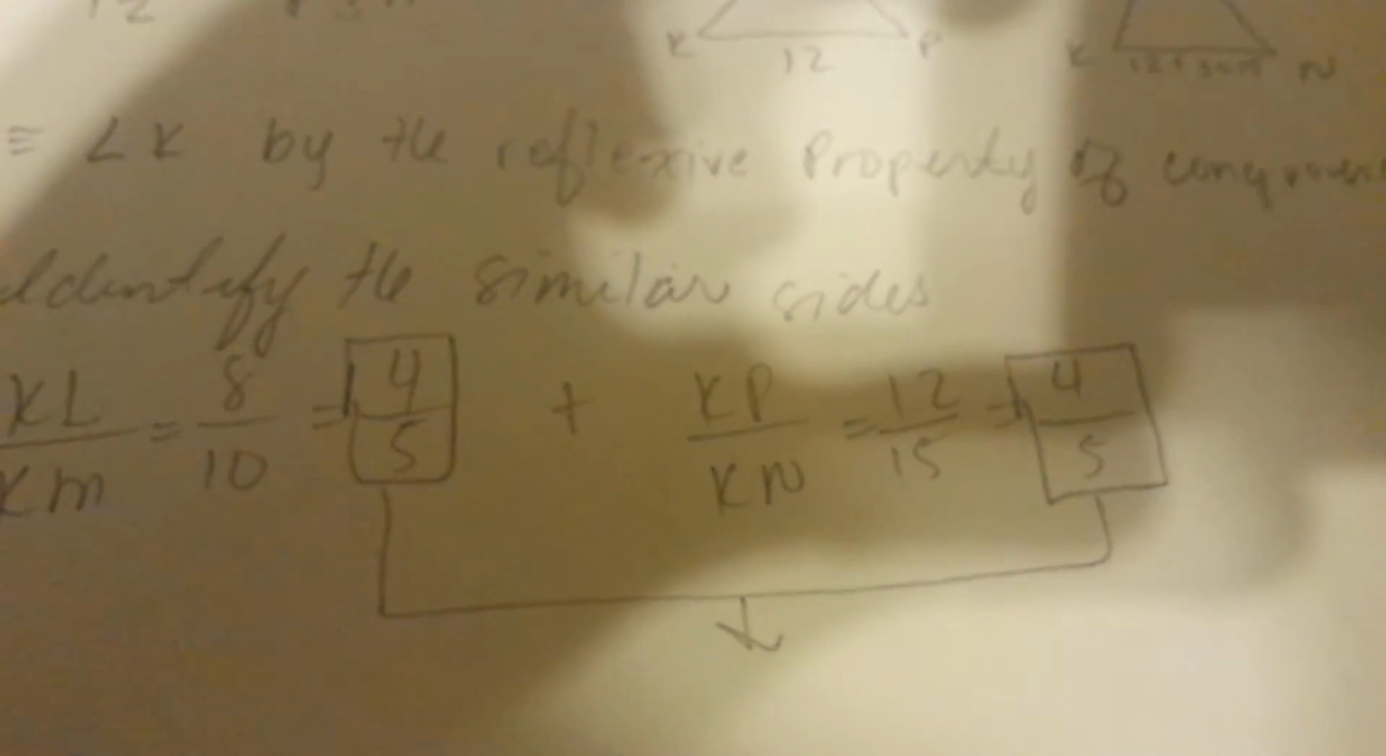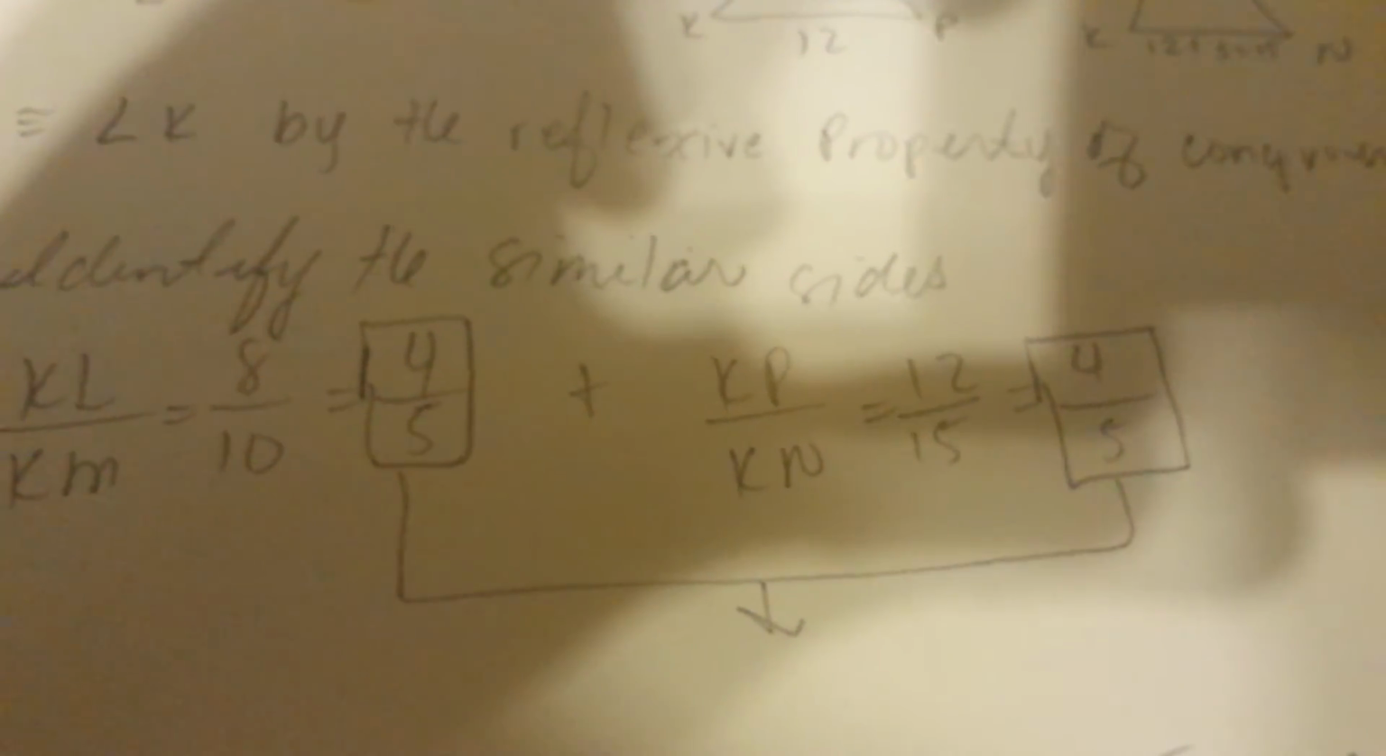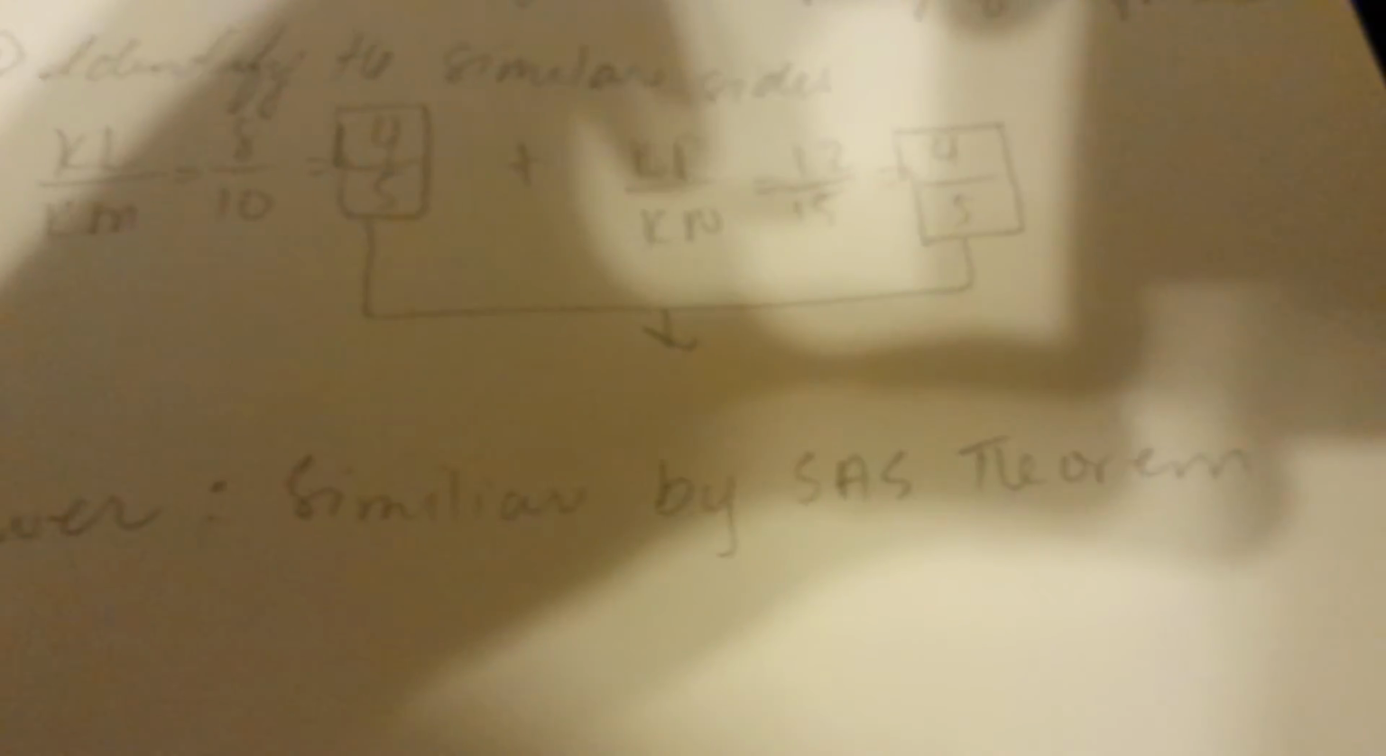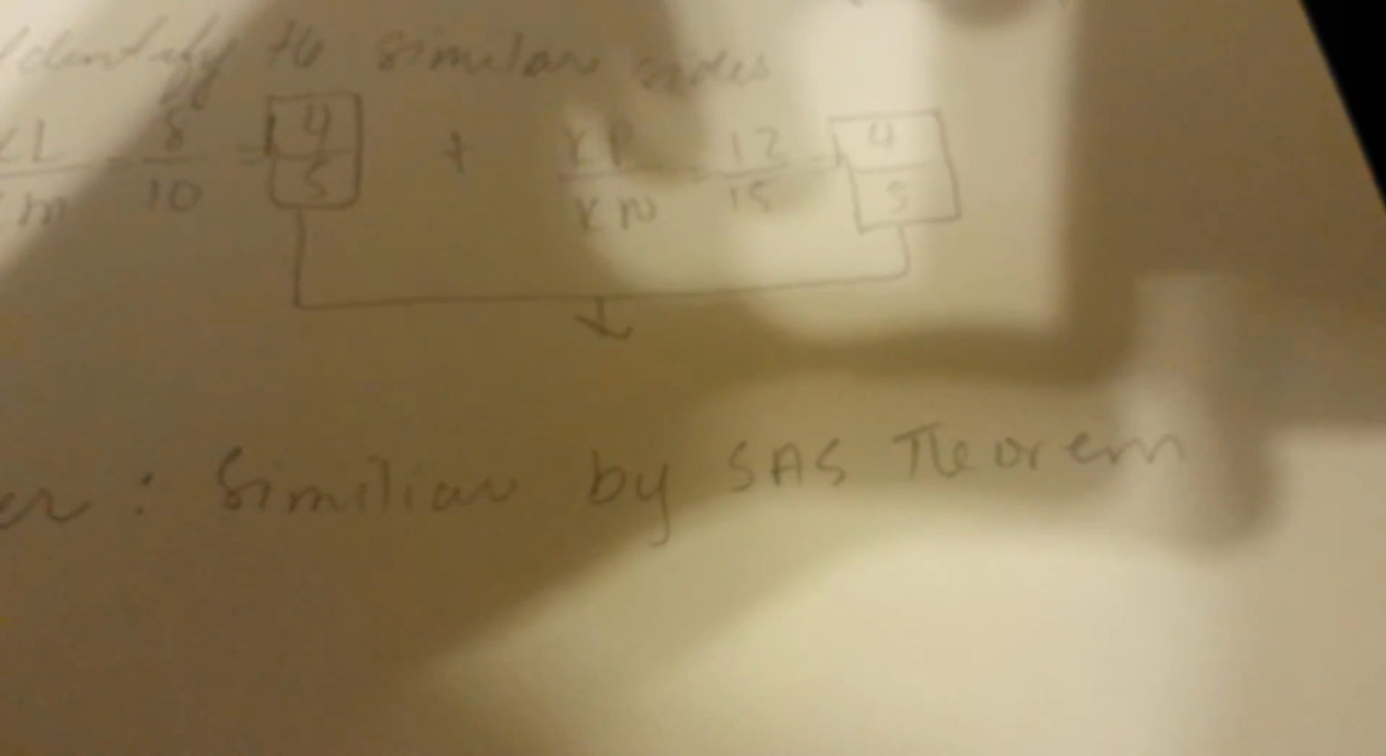First problem, 2/3 for all sides. Second problem, 4/5 for all sides. Therefore, your answer, these triangles are similar by the side-angle-side theorem.